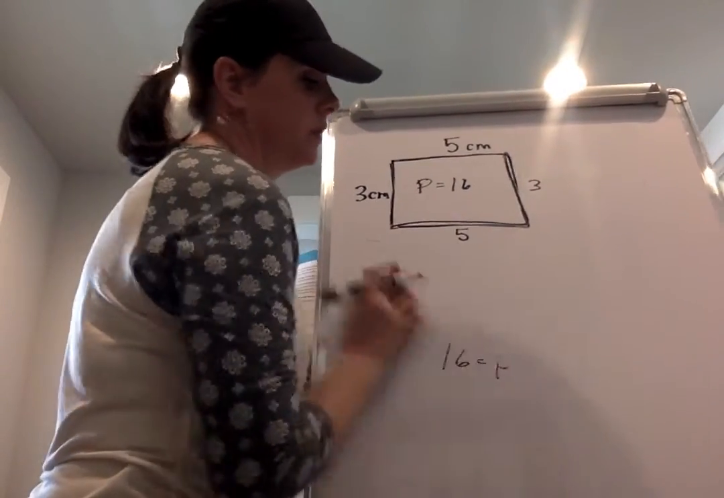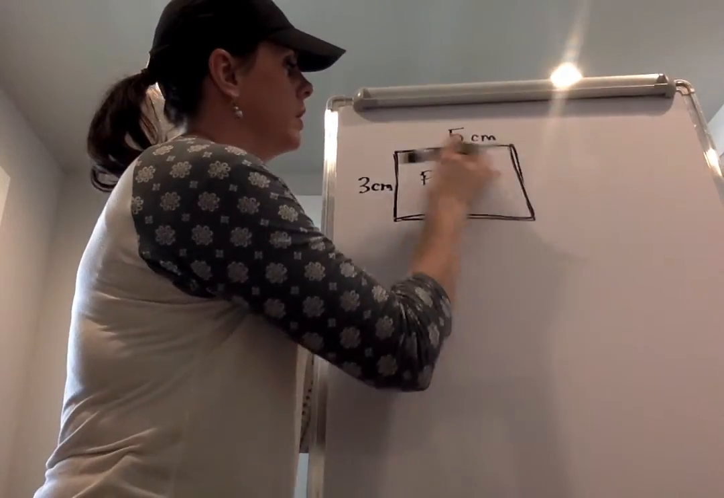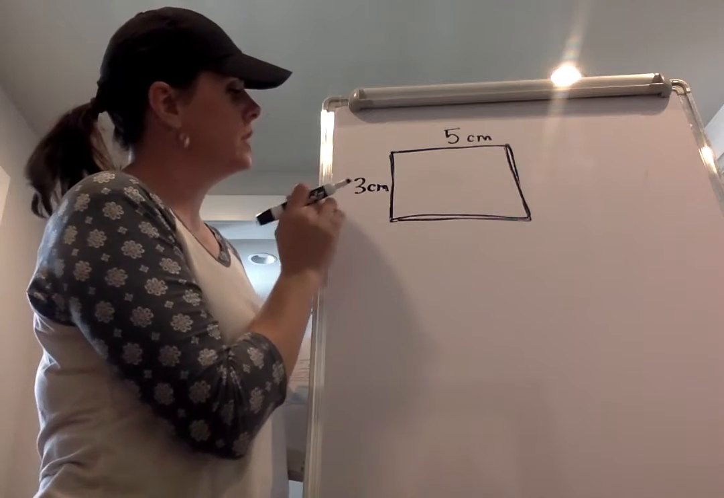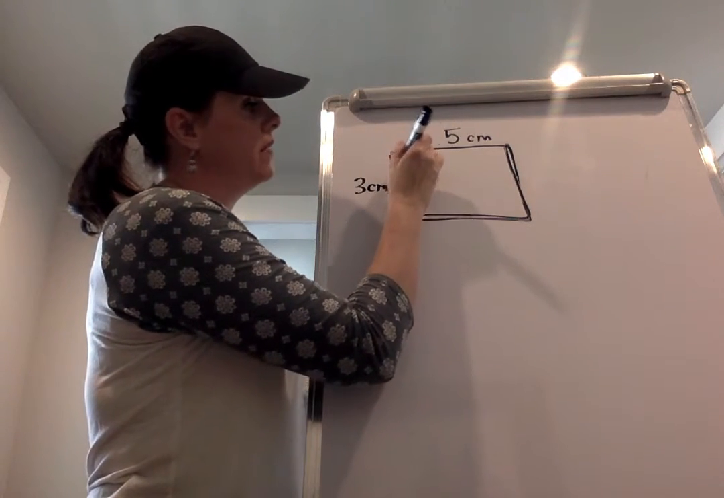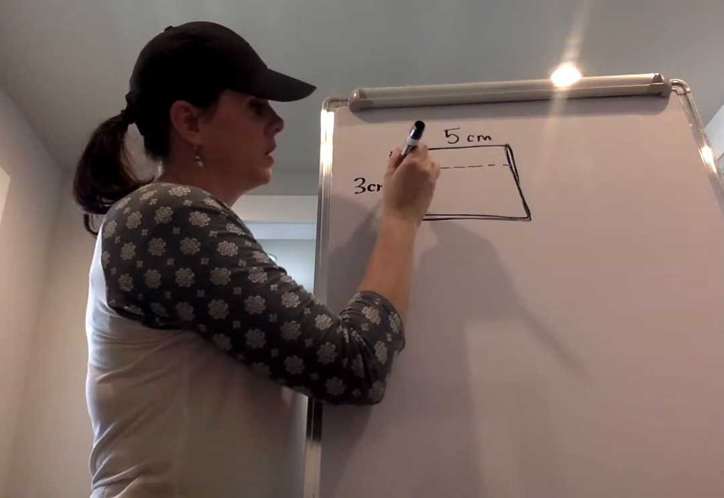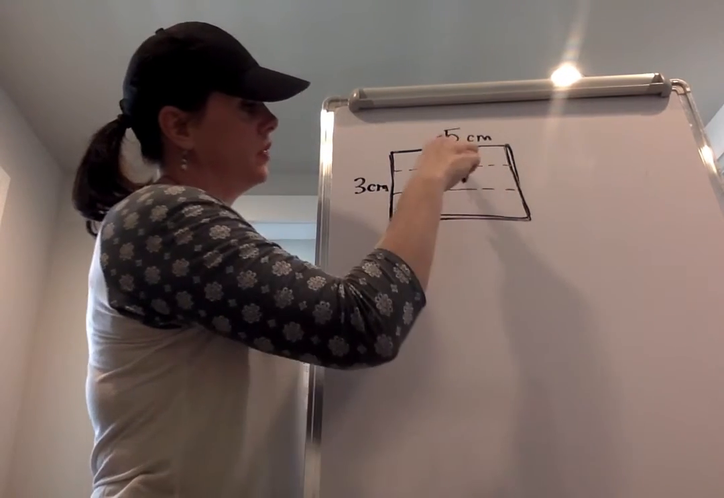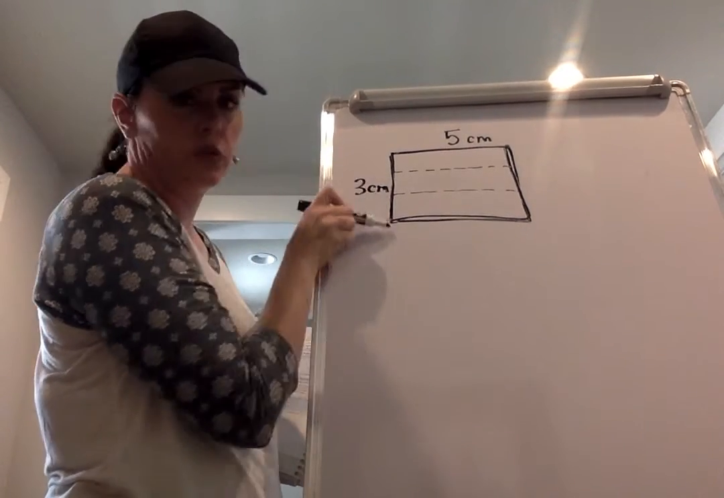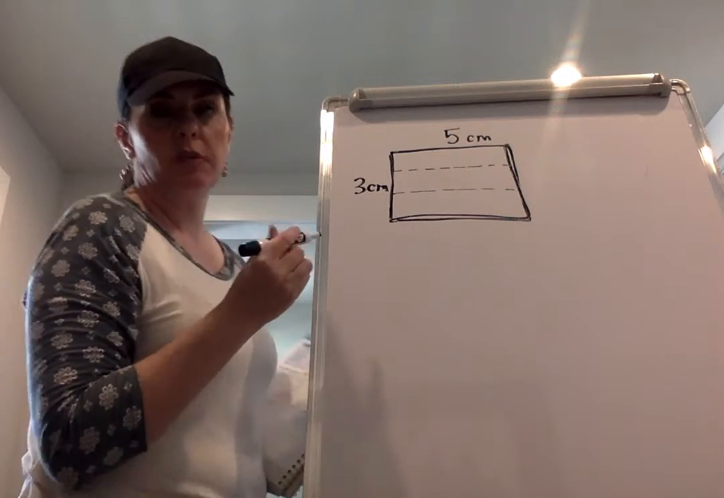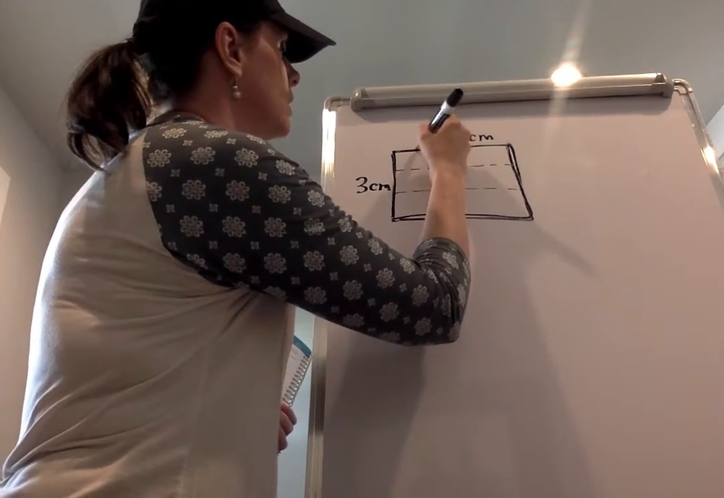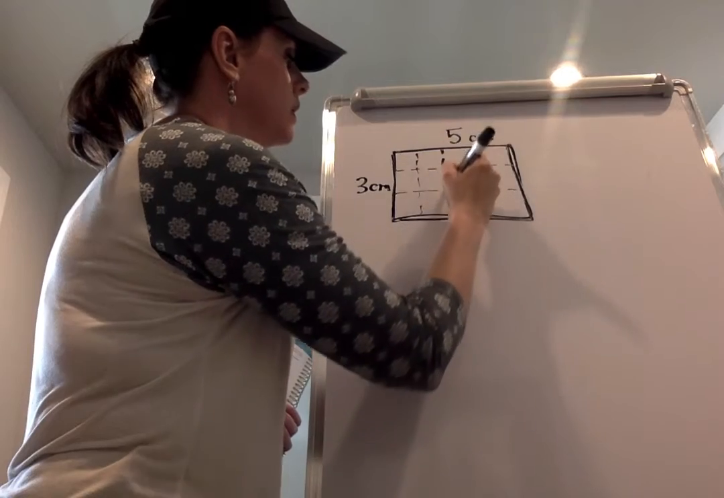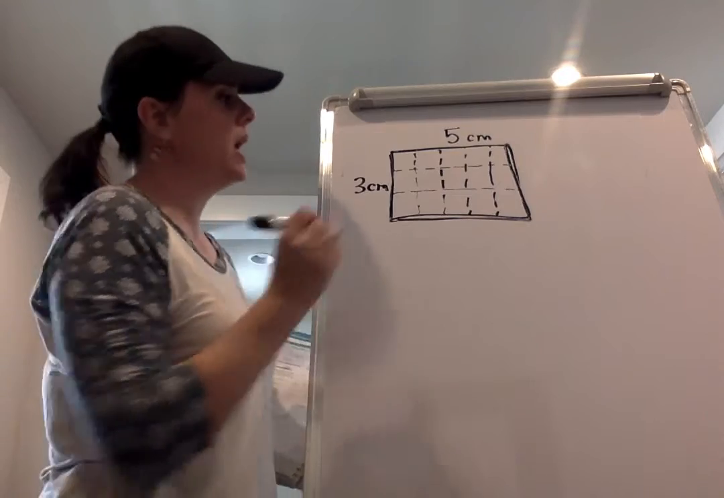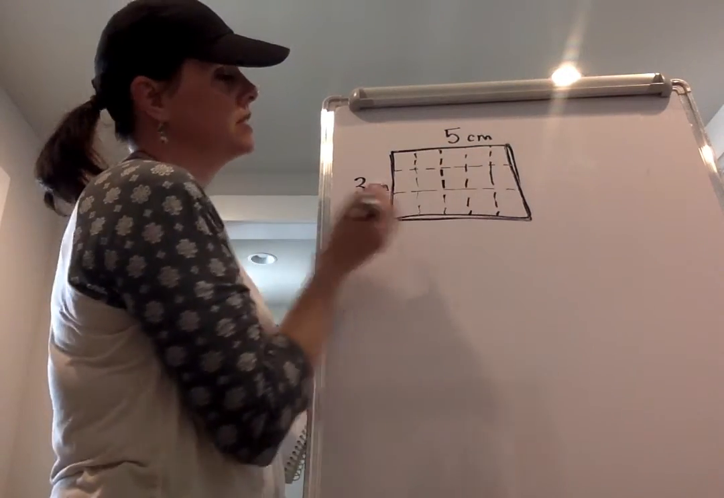Okay, now, let's go back to our little shape here. This side is 3 centimeters, so actually I'm going to divide that up. So I've got 3 centimeters long. Each of these little sections would be 1 centimeter. 1, 2, 3. And if this one's 5 centimeters, I'm going to divide that up into 5 centimeters. I'm not exactly even, but that's okay today. 1, 2, 3, 4, 5 centimeters.